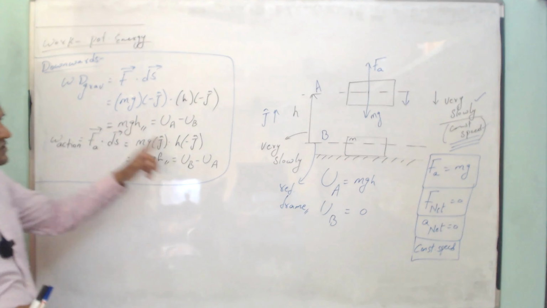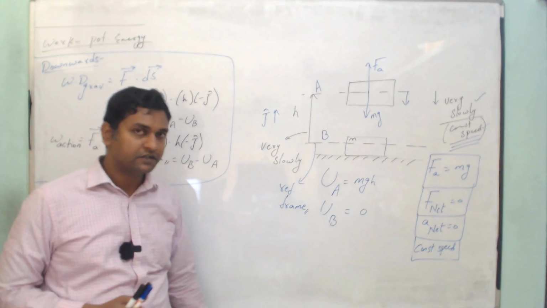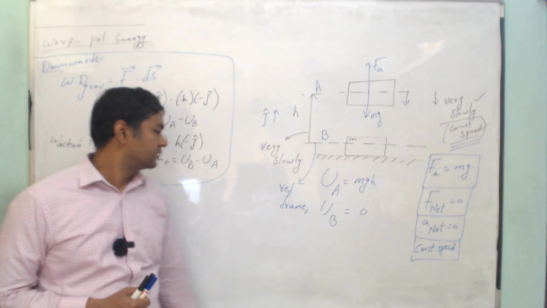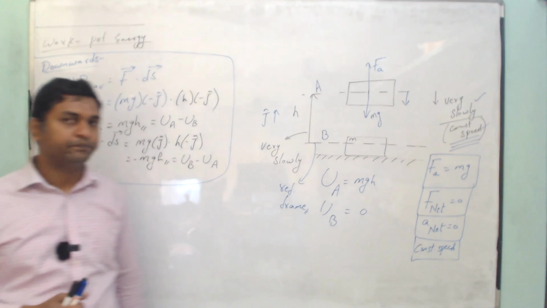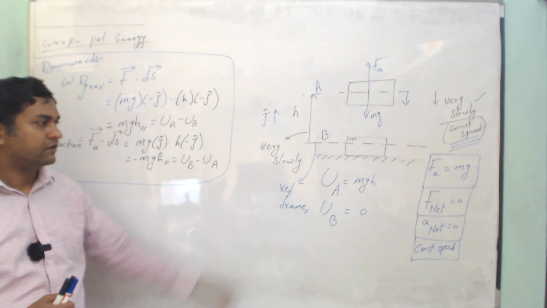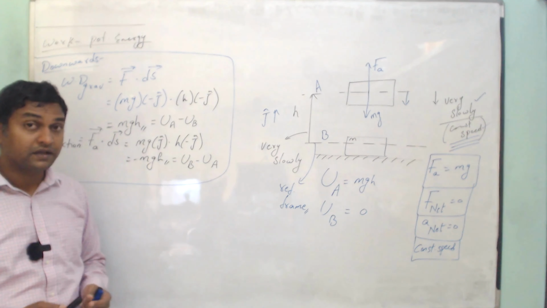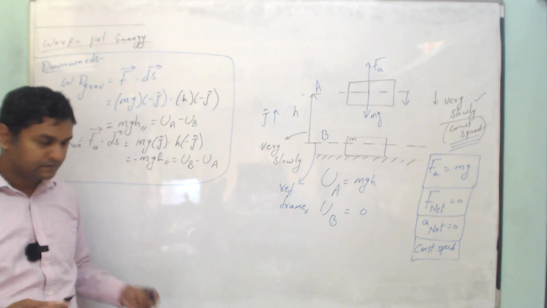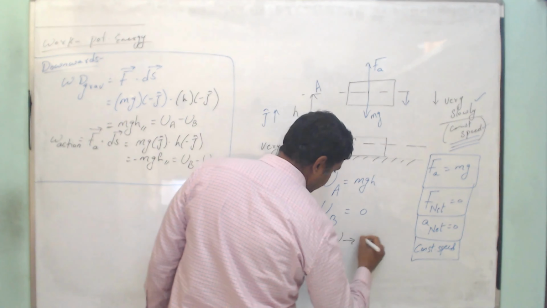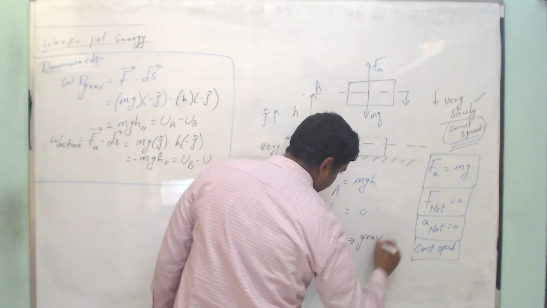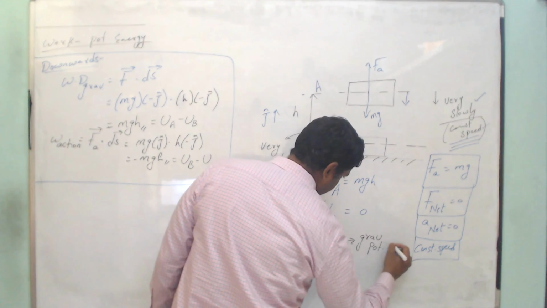Okay, I can get mgh from UA minus UB, right? Yes, sir. I can get minus mgh by doing UB minus UA. And what is this U? This is gravitational potential energy. U is representing the gravitational potential energy. Correct? Yes, sir.